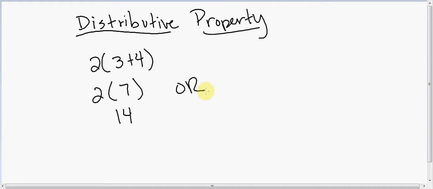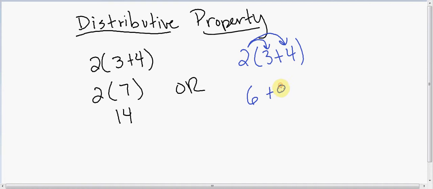And then you have 2 times 7, which is 14. Okay. Using the distributive property, we would solve this problem a different way. We start out with the same problem, but the distributive property says that we're going to take and distribute the 2 into the parentheses, and we're going to multiply when we distribute. So we'd take 2 times 3 and get 6, and 2 times 4 and get 8, and since it's positive I'm going to add it, and then when we add 6 and 8 we get 14, which is the same answer we got following the order of operations.